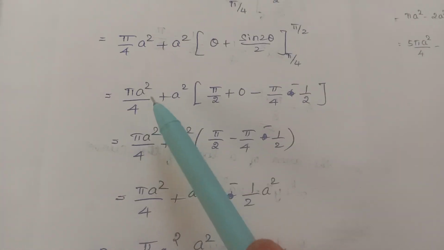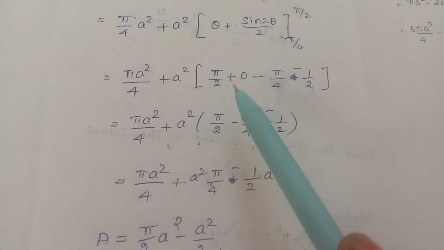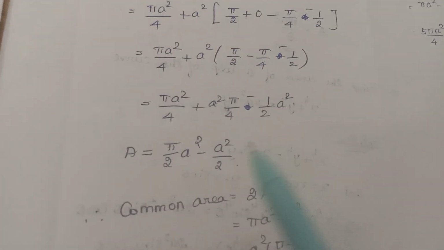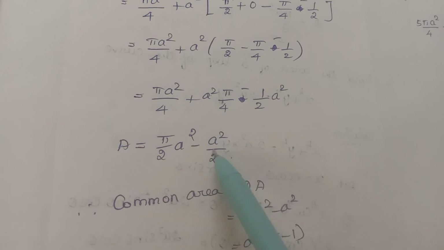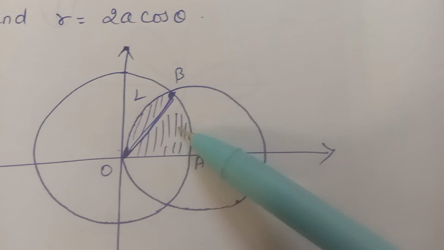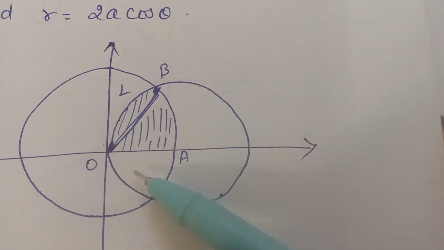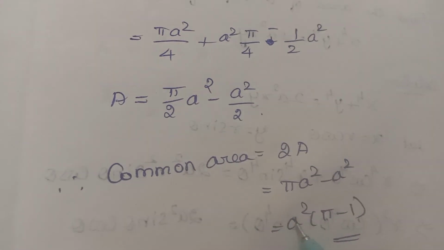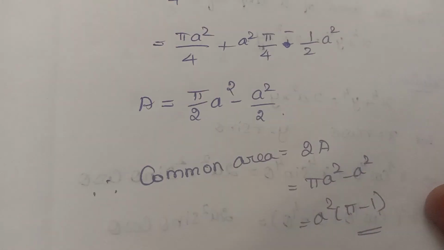So after applying the limits, pi a square by 4 plus a square into pi by 2 plus 0 minus pi by 4 minus 1 by 2. So after simplification, I am getting the area as pi by 2 a square minus a square by 2. Actually here I am finding the area of only this shaded portion, but one more portion is there below in the fourth quadrant. So for that, multiply the obtained area by 2. That will give you the total common area. So it's equal to a square into pi minus 1.